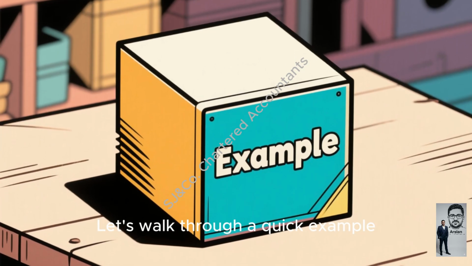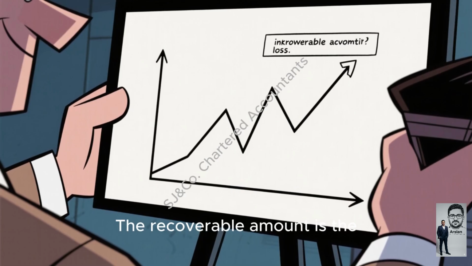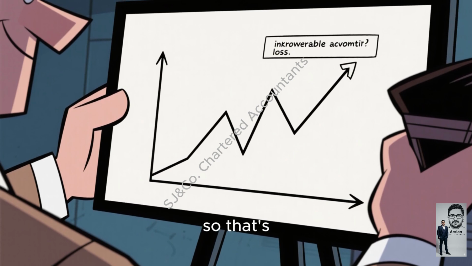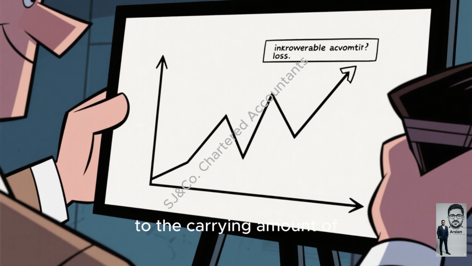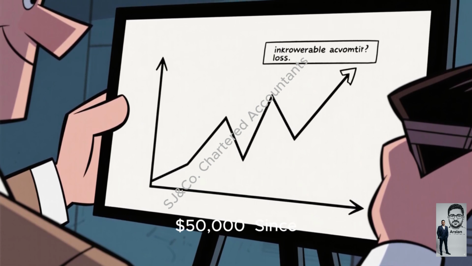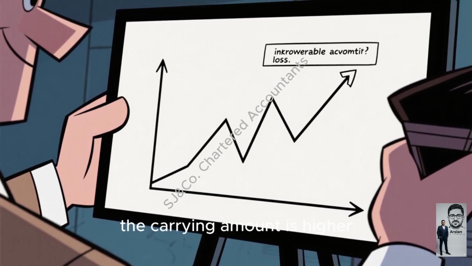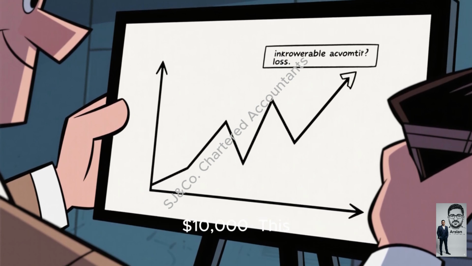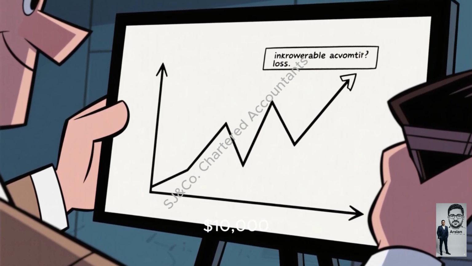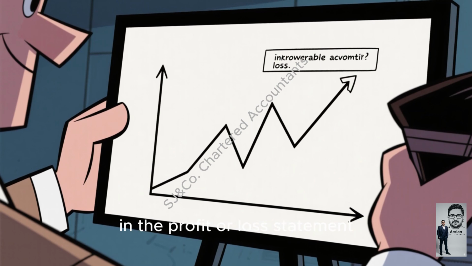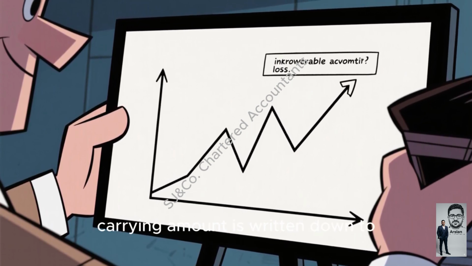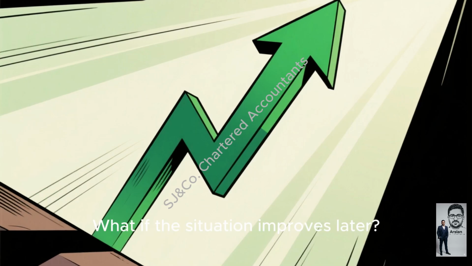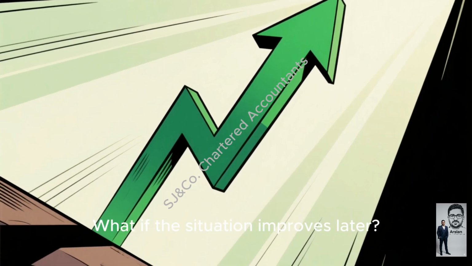Let's walk through a quick example. The recoverable amount is the higher of the two, so that's $40,000. Now, compare this to the carrying amount of $50,000. Since the carrying amount is higher, we have an impairment loss of $10,000. This $10,000 loss is recognized immediately in the profit or loss statement, and the asset's carrying amount is written down to $40,000.